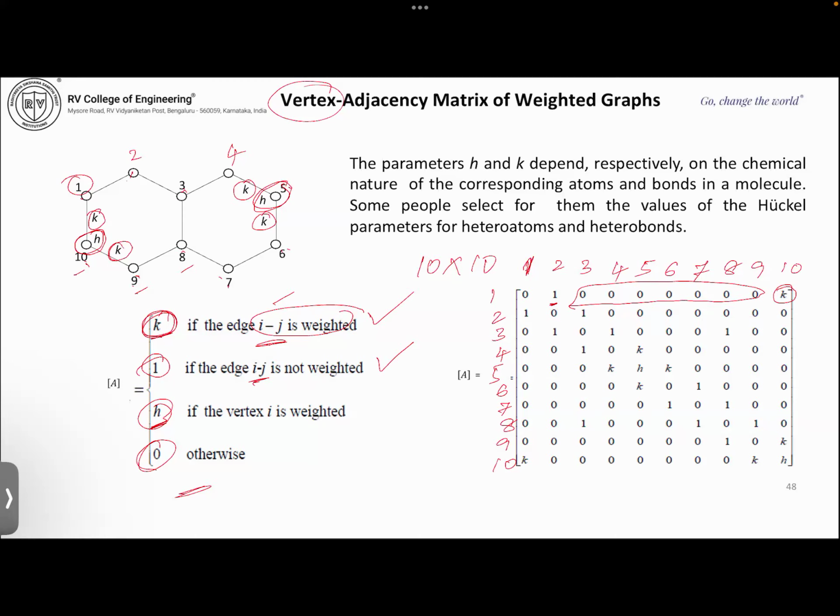Similarly, 2 is not connected to any weighted atoms, therefore we will get only 1 and 0. You can see the fifth atom. Fifth atom, 0, 0. The first atom not connected, second atom not adjacent, 0. And the fourth atom, it is K, because that is a neighboring vertex. And the atom itself, it is represented as H. If the atom is weighted, then you should not write 0. You should write H. And the next neighboring atom is K. So this is how we represent the weighted graphs in the matrix.